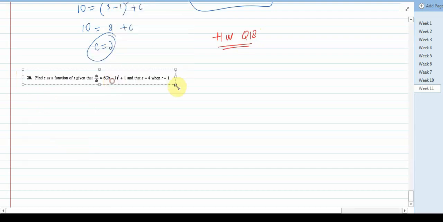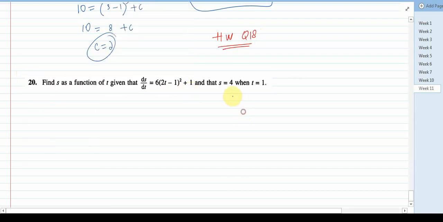Alright, find s as a function of t given that ds over dt is equal to 6 times (2t minus 1) whole square plus 1, and that s is equal to 4 when t equals 1. So firstly we need to integrate that function, right? Alright, so if I arrange it, ds is equal to 6 times (2t minus 1) whole square plus 1, dt, right?